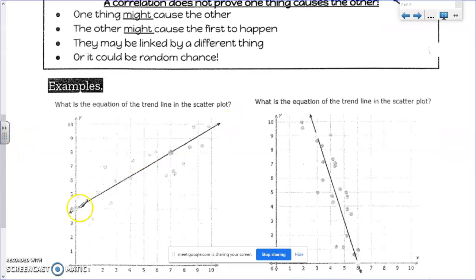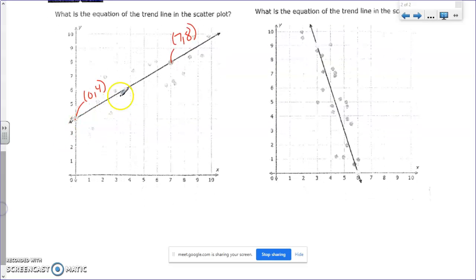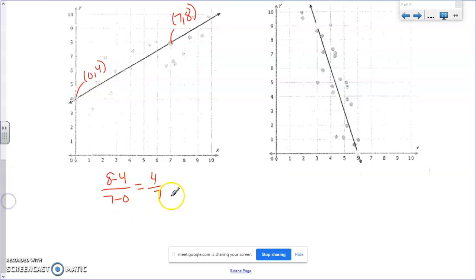So let's look one more time at this line, and I'm sorry it didn't print good, but I'll tell you what the points are. This is 0, 4, and this is 7, 8. Okay? So 0, 4, and 7, 8. So the first thing we want to do is find the slope of the line. So I do 8 minus 4, difference of the y's, over 7 minus 0. So that gives me 4 over 7. Okay, any questions there?